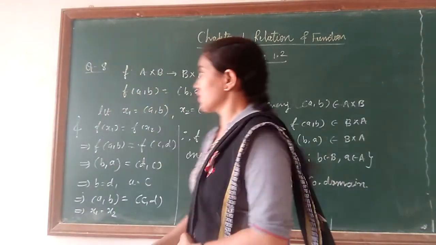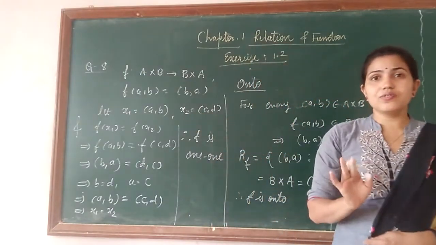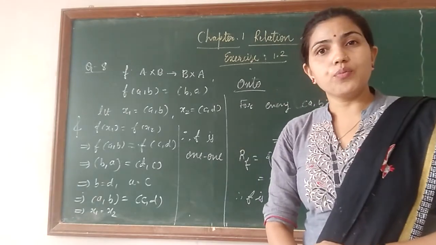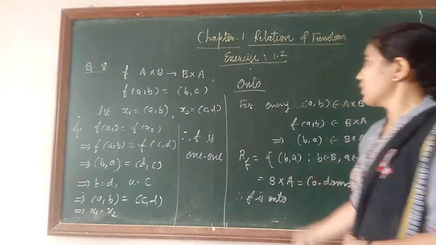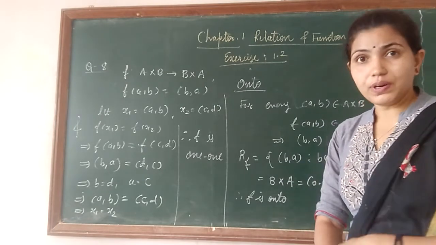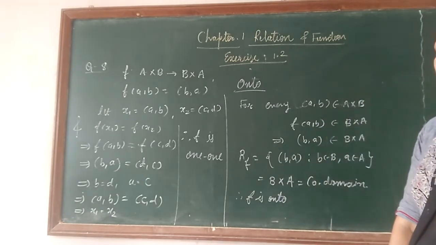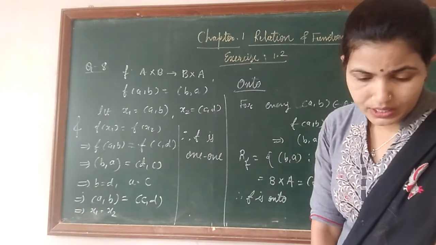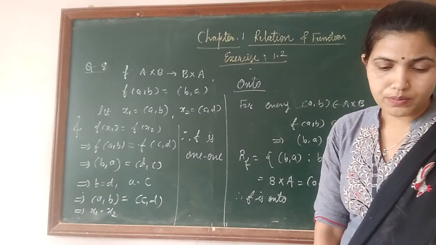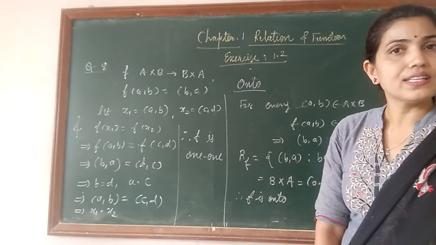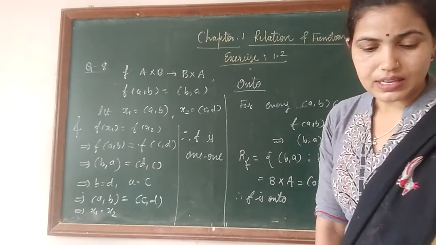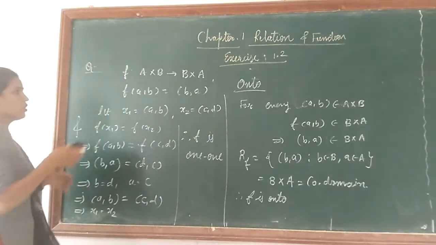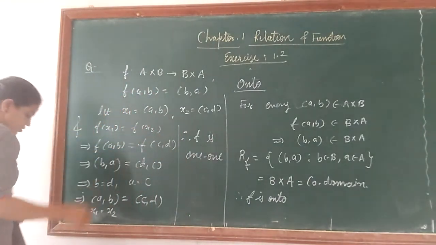So I hope you understood question number 8-2. Here it's an easy one. The function is 1-1 and onto, and we have proved it. So now you can note down this question in your notebook. I hope now you understood what is 1-1 and what is onto, and how to prove it. So we are continuing with the next question, question number 9. Let me start with question number 9. Just note down this question in your notebook, students.